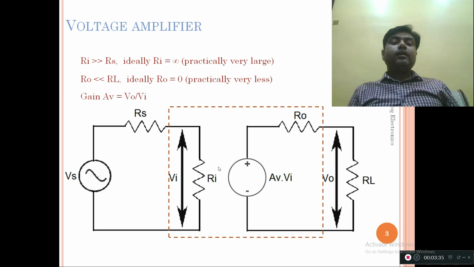And this is the gain function AV. Why are we writing it as AV? Because it is the voltage amplifier, and the voltage amplifier gain is the output voltage upon the input voltage.